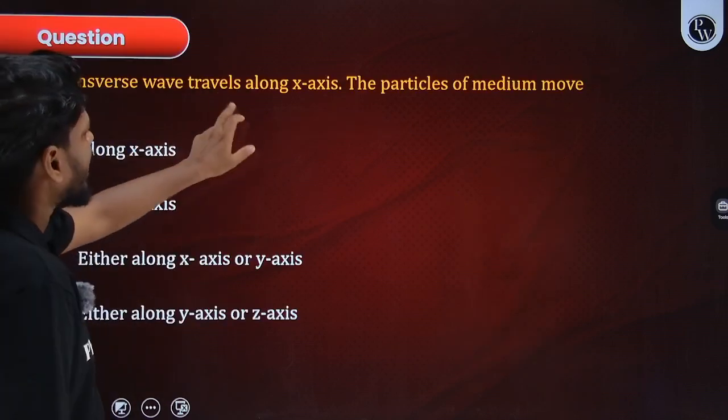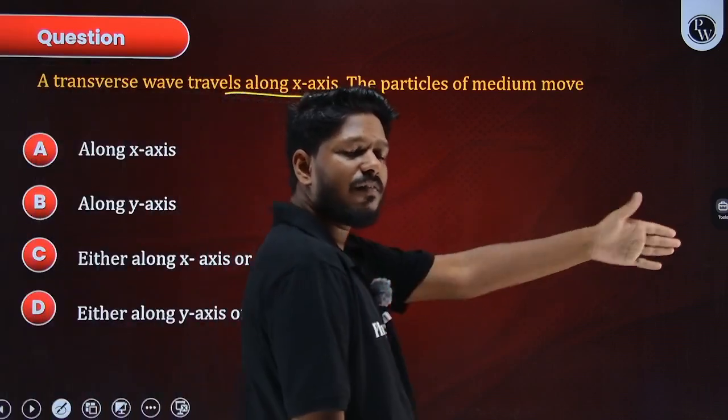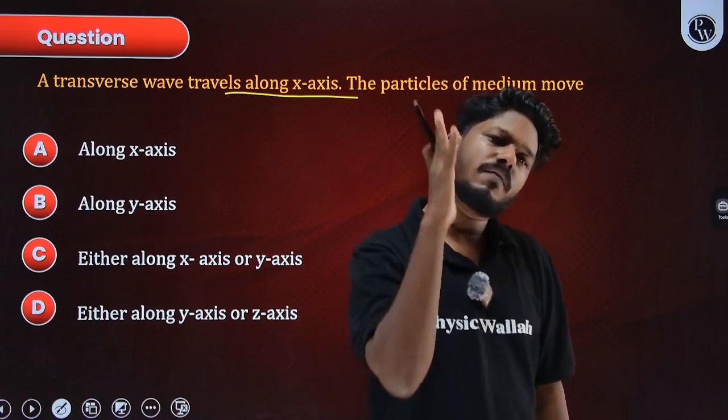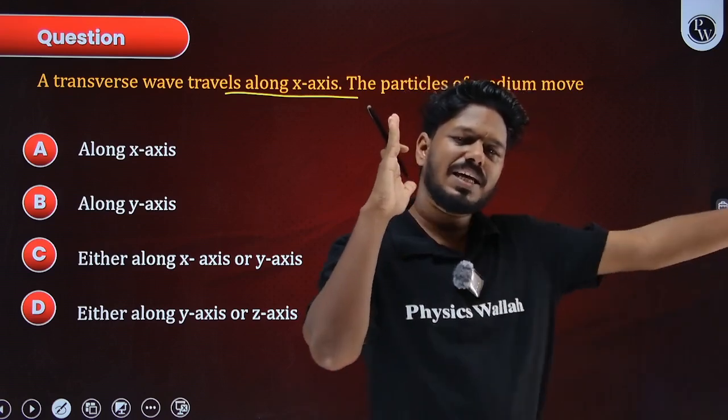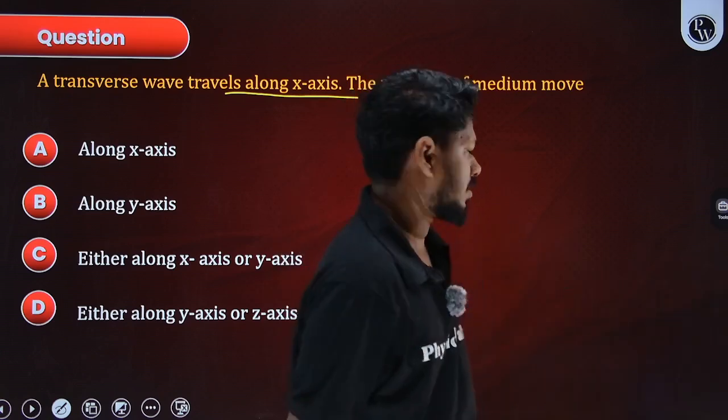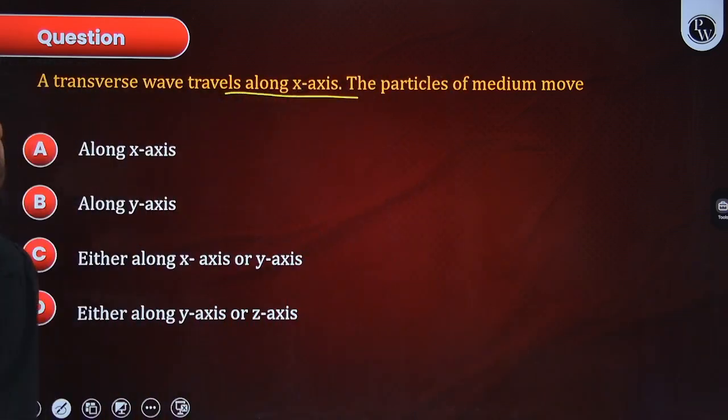The transverse wave traveling along x-axis. If the wave is traveling along x-axis, then the particle should move perpendicular to the wave. So the particle can go in y-axis or in z-axis. So either y or z.